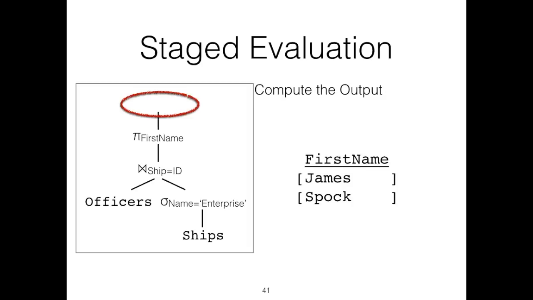Okay, so nothing hopefully too surprising here. This is essentially just a function call. I call give me the result on the projection. The projection calls give me the result on the join. The join calls give me the result on officers and the selection, and then selection goes to ships. And both of those load things off disk.